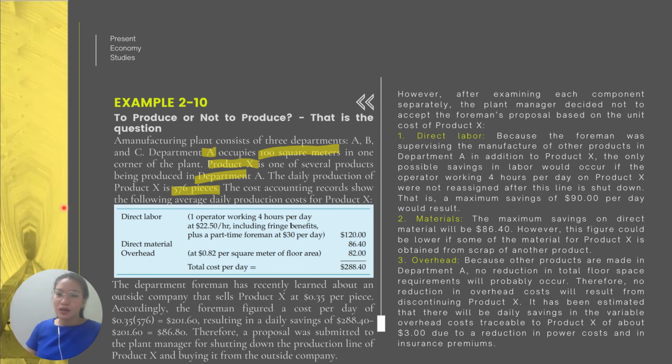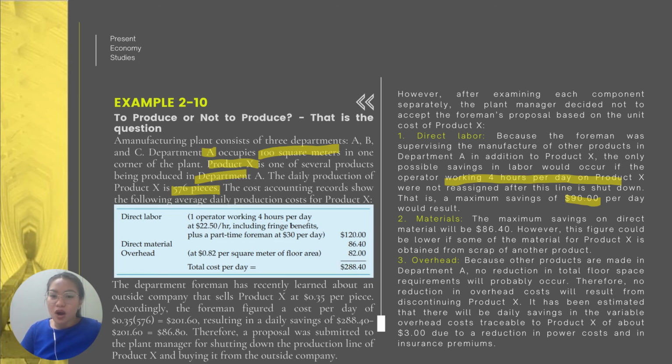Number one is the direct labor. Because the foreman was supervising the manufacture of other products in Department A, in addition to product X, the only possible savings in labor would occur if the operator working 4 hours per day on product X were not reassigned after this line is shut down. That is a maximum savings of $90 per day would result.